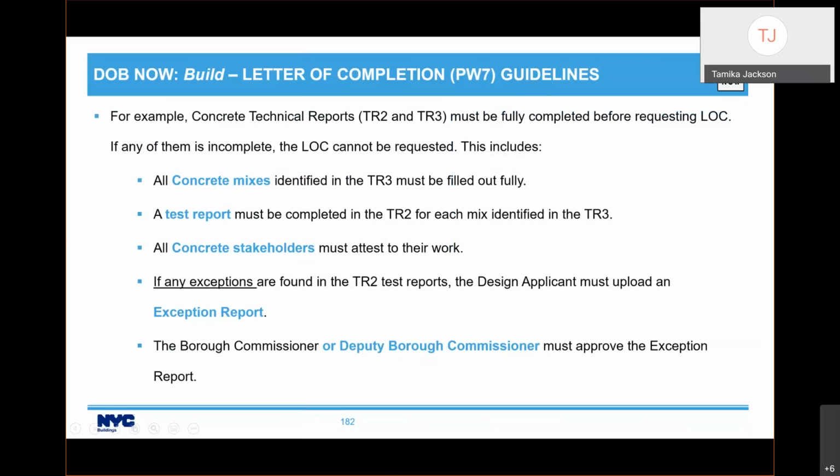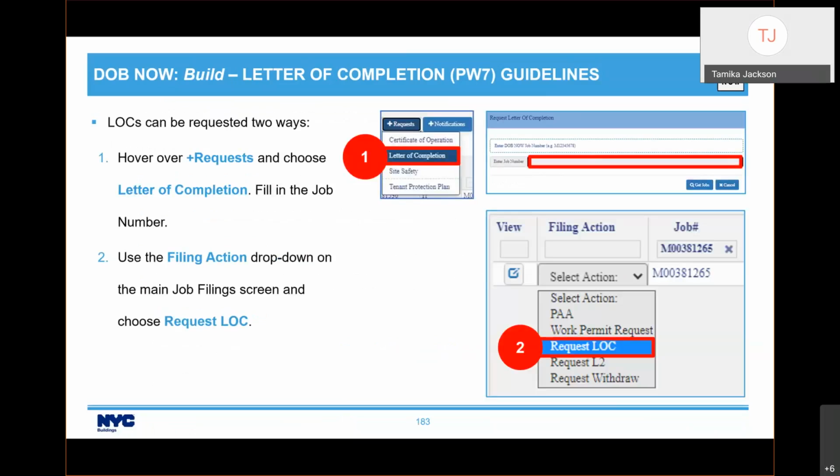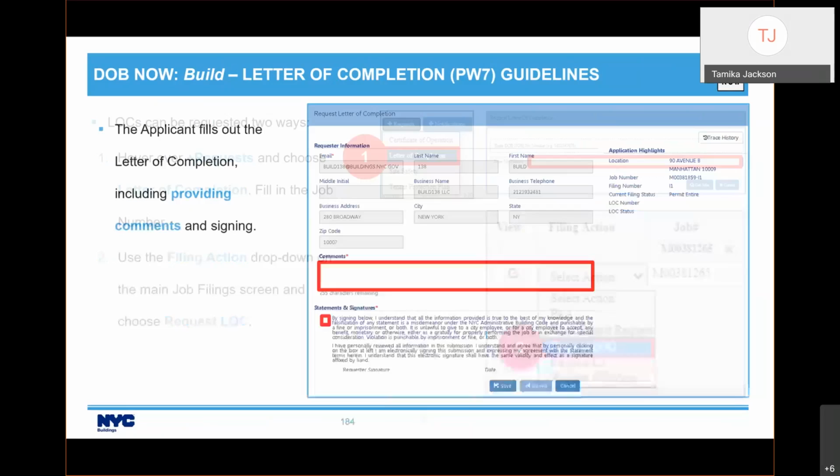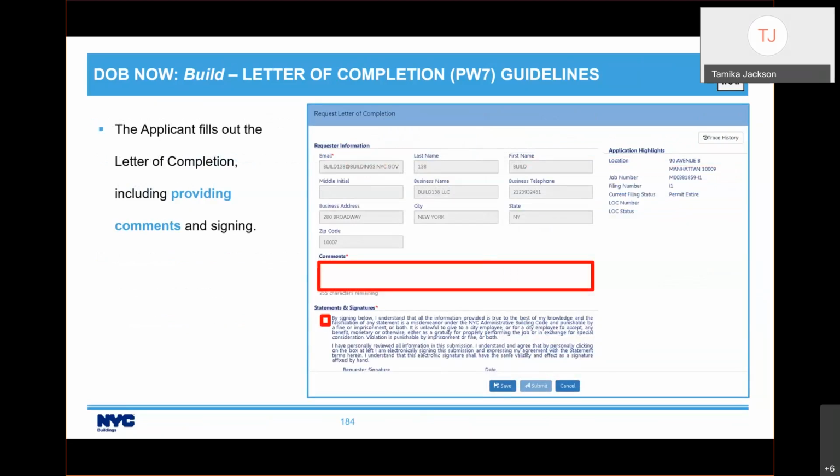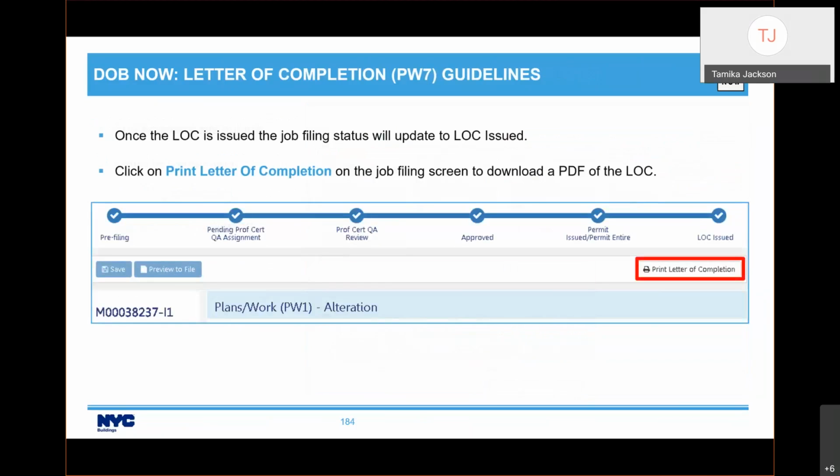For example, as Martha reviewed, concrete TR2s must be fully completed before requesting a letter of completion. This includes concrete mixes, test reports, stakeholders attesting, exception reports attached and approved. You can request the LOC either from the dashboard or within the filing action column on the job filing. Once the system displays the request, provide comments, save, and submit. Once approved, you can print the LOC from within the job filing, which would be at the top far right on the filing.